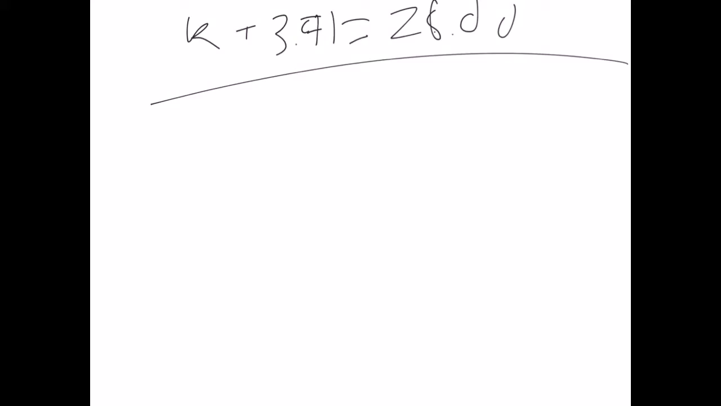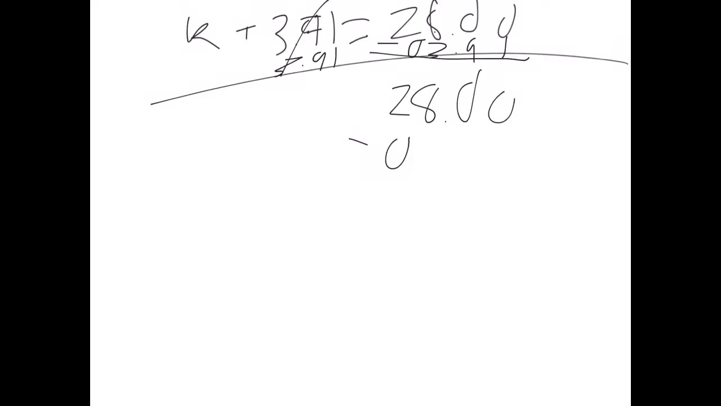This is how to solve equations using addition. What you do for addition, to solve it, you have to subtract. So since it's 3.91, you have to cancel it out by subtracting 3.91. So 3.91 cancels out. And then you have to do the same on the other side, 3.91. I'm putting a 0 there for a placeholder. So now it's 28.00 minus 3.91.